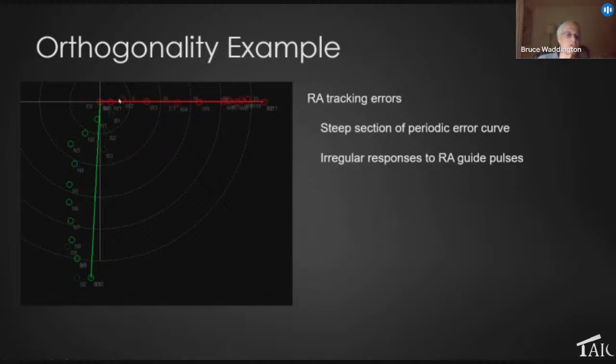So that tells us there may be a lot of periodic error in right ascension, and we happen to be calibrating in a real steep section of that RA curve, or it could be that there's some other tracking problems in the mount that you need to take care of. But again, this is caught as an orthogonality error when you do the calibration.